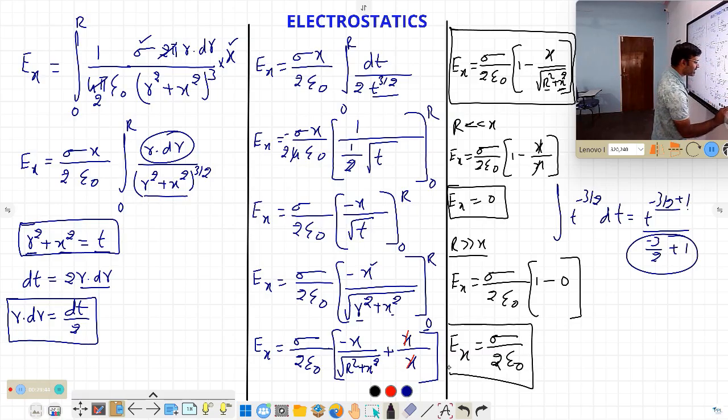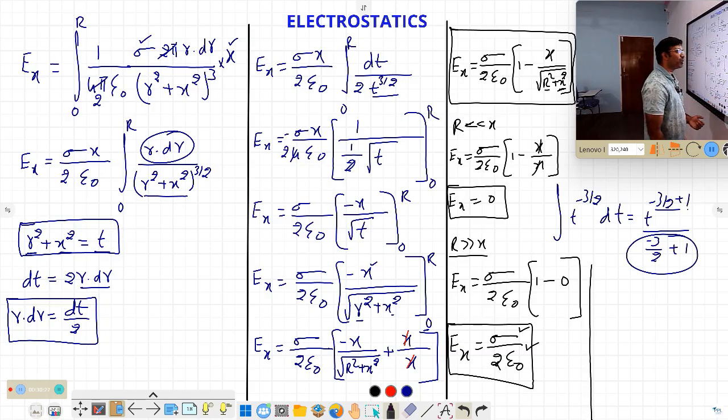So there is still an electric field if the radius of the disk is very big compared to the distance of the point. That means if you take an infinite area of charged disk, the electric field along the axis is nothing but sigma by 2 epsilon naught. In this case, it is independent of the distance of the point. Whatever the position, the electric field intensity remains the same in the case of an infinite charged plane, sigma by 2 epsilon naught.